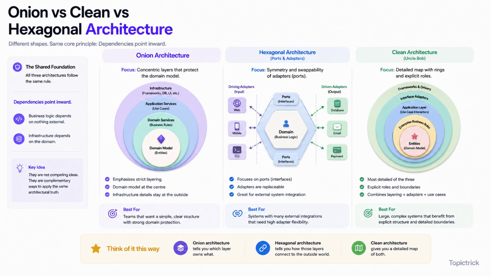Jeffrey Palermo was clear about this from the beginning. Onion architecture is not for small websites. It is for long-lived business applications with complex behavior, systems where the business rules are the most valuable part and where infrastructure will change over time. Use it when you are building an enterprise application, a complex microservice, or a system where multiple teams need to work on different layers independently.